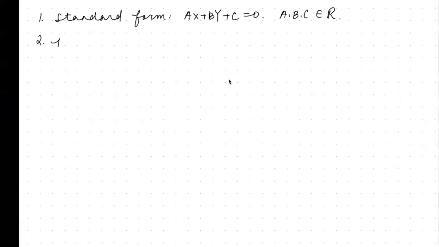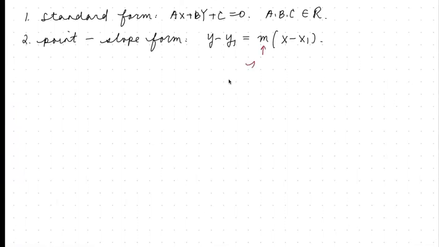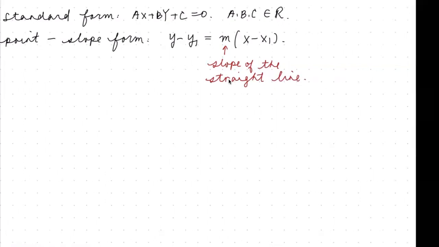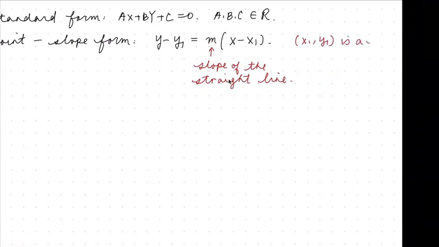point slope form. Okay. So the point slope form looks like y minus y1 is equal to m times x minus x1. Okay, so here in this form, in this formula, m is the slope of a straight line. Okay. And x1, y1 is a given point, a point on the straight line. And the coordinates are given.